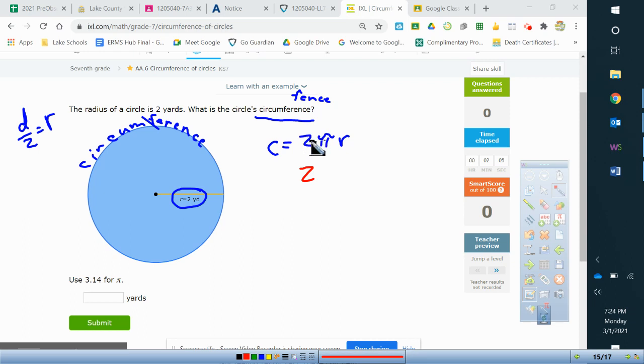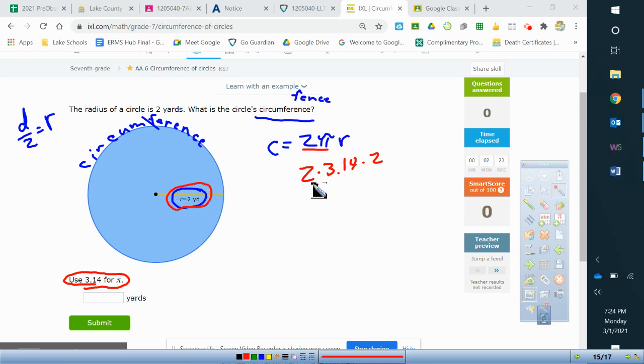So the 2 is part of the formula, times pi, and we're going to use 3.14 always for pi. They tell us down here, use 3.14 for pi. And we're going to multiply that times the radius, which is 2. They give us the radius of 2.